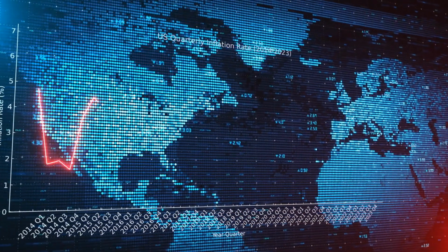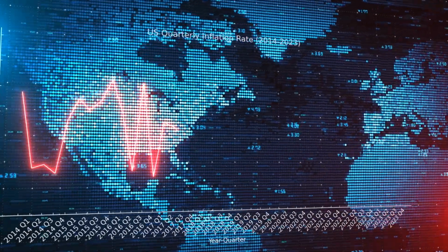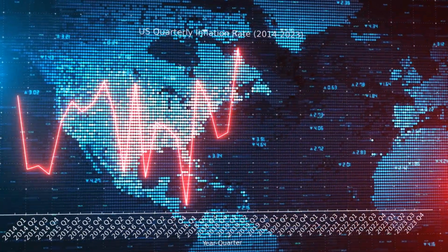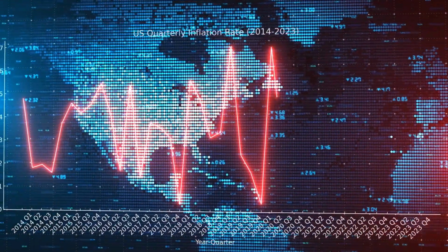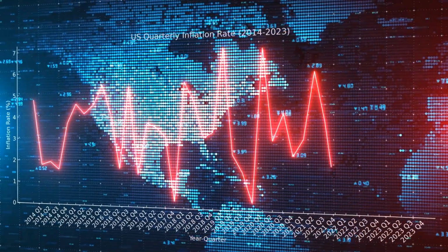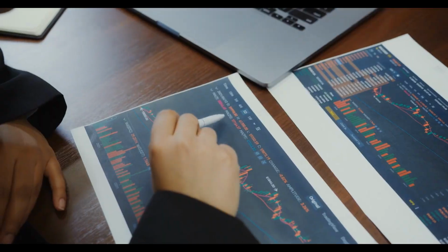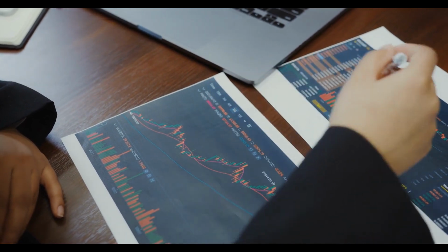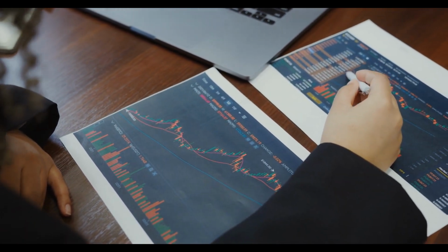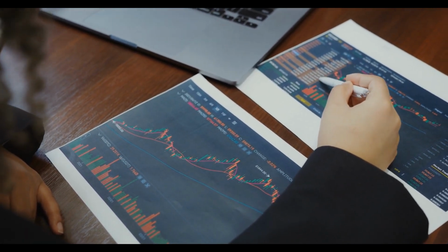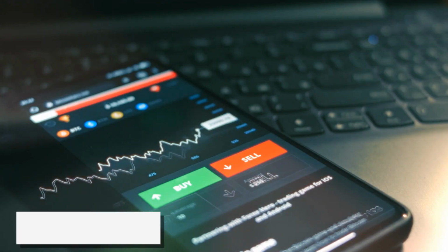A stock chart is a visual representation of a stock's price movements over time. It helps traders quickly grasp market trends and make predictions based on historical data. From line charts to more complex candlestick charts, each type provides unique insights into market behaviors. Let's discuss the different types of stock charts.